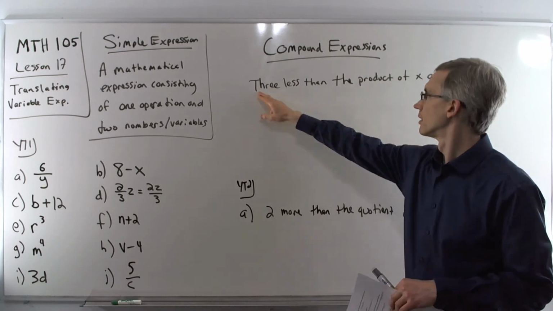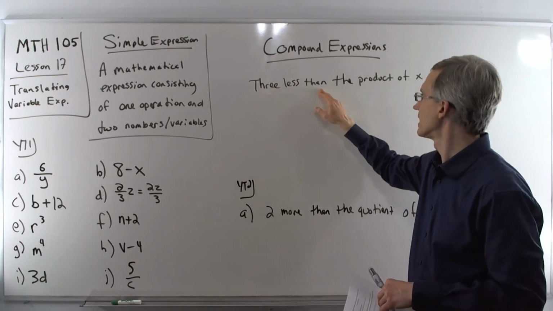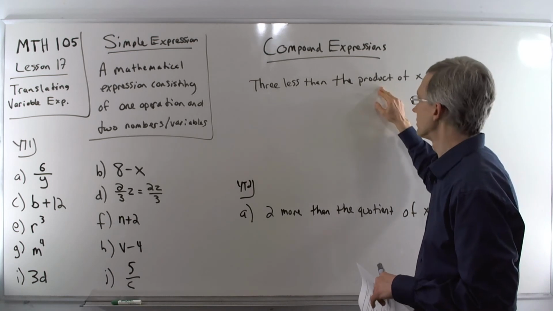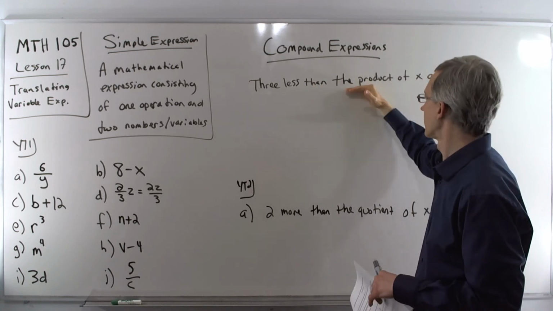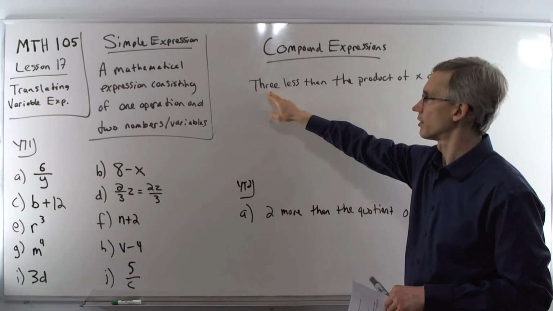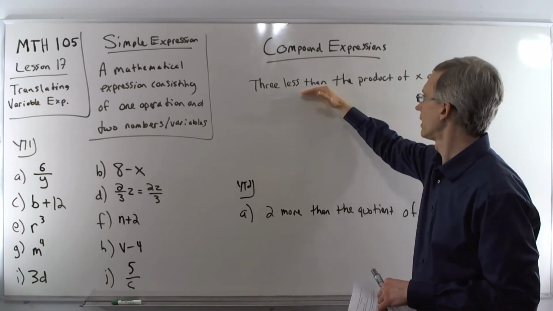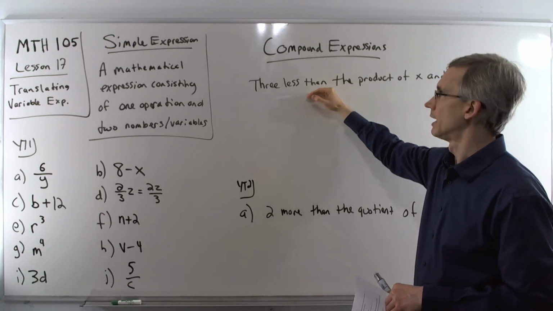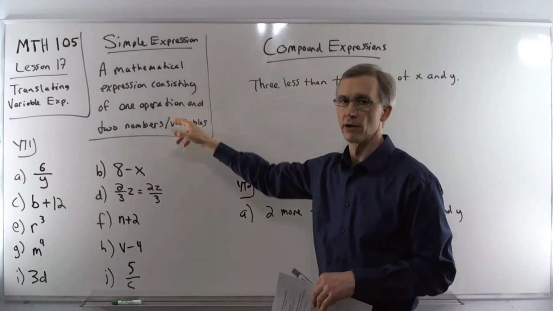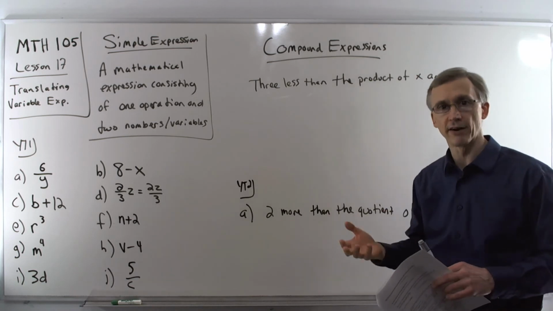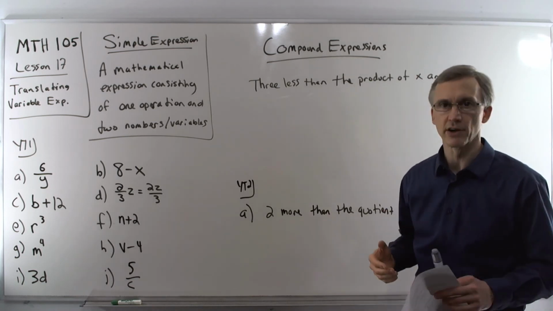So let's start here. 3, got a number. Less than is subtraction. Product is multiplication. So we have an operation here and an operation here. That means we can't start translating here because we don't have a simple expression here. We ran into two operations, and a simple expression only has one. So if you run into your second operation without encountering the second variable or number, you can't start there.